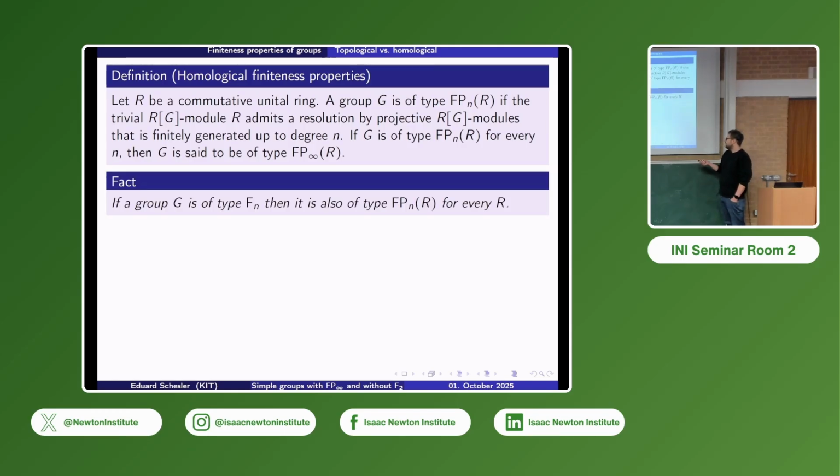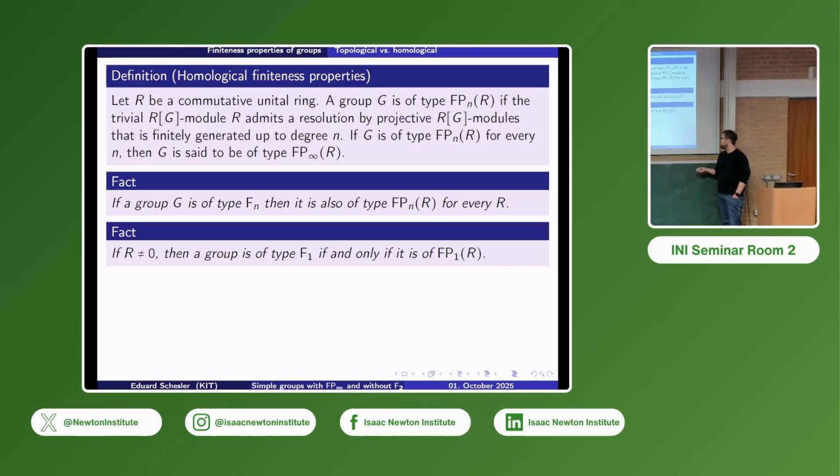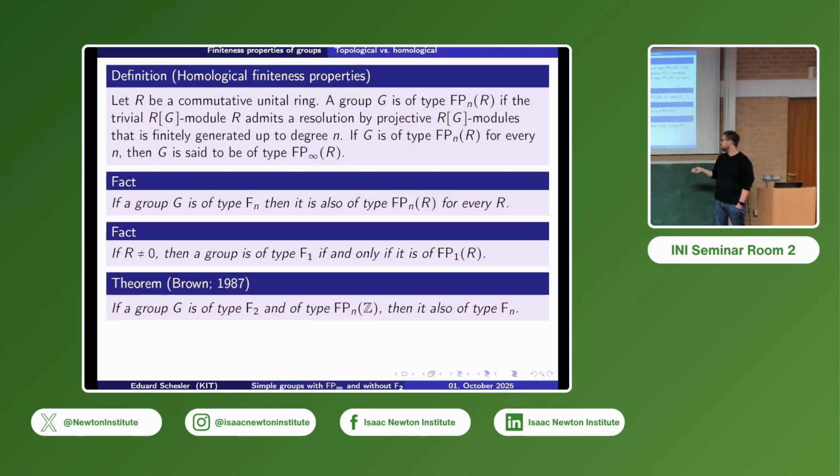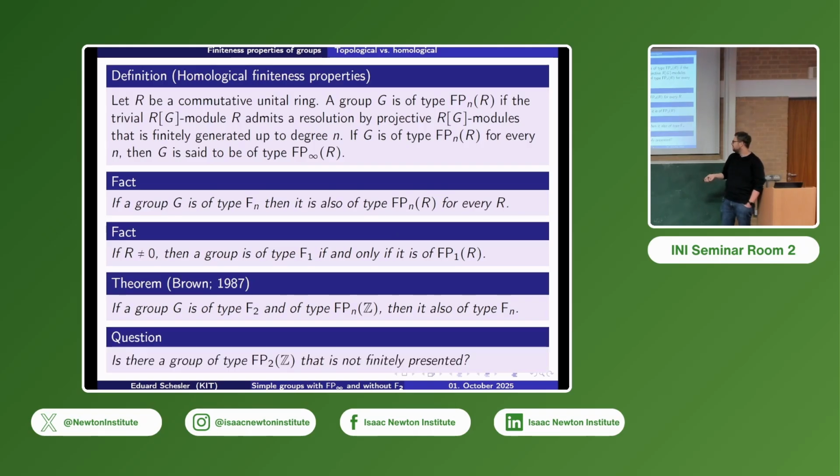There is an obvious connection to Fn: Fn implies FP_n(R) for every R. There are also a few other connections. F1 is equivalent to FP_1(R) for every non-trivial R. There's a not so obvious connection in the case of finitely presented groups: then FP_n(Z) is equivalent to Fn. The opposite direction was open for a while, until Bestvina and Brady made a breakthrough showing that the opposite direction does not hold. However, there are still not many examples that give a negative answer to this question.